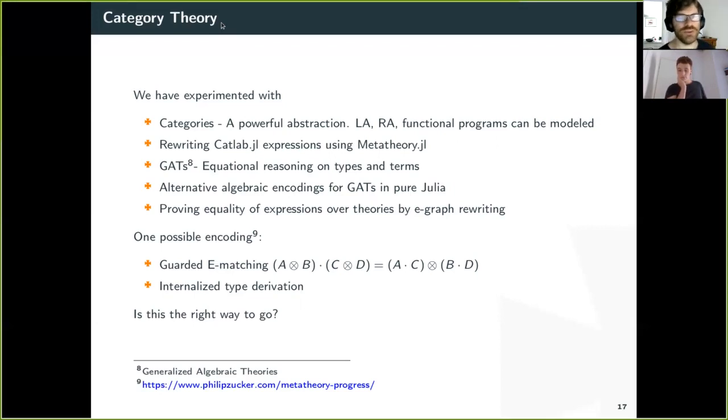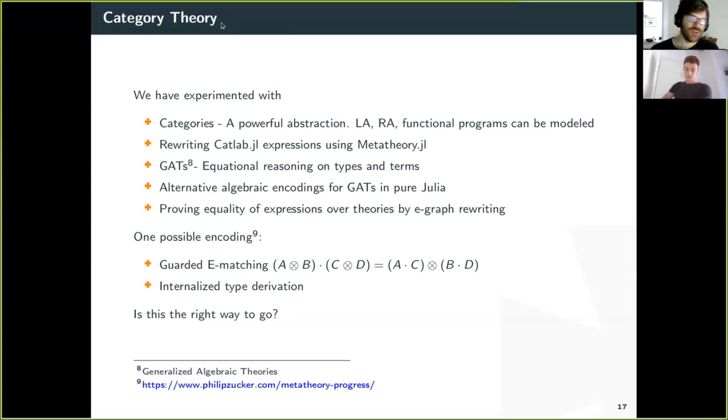So we've been experimenting with different possible encodings of GATs to Julia, and some are slow and some seem to do a little bit better. And so here's one possible encoding that I describe in the blog post linked to at the bottom. And it's based on the idea of guard and E matching.